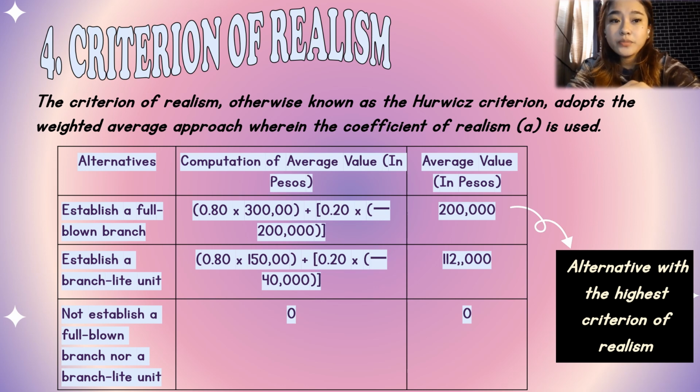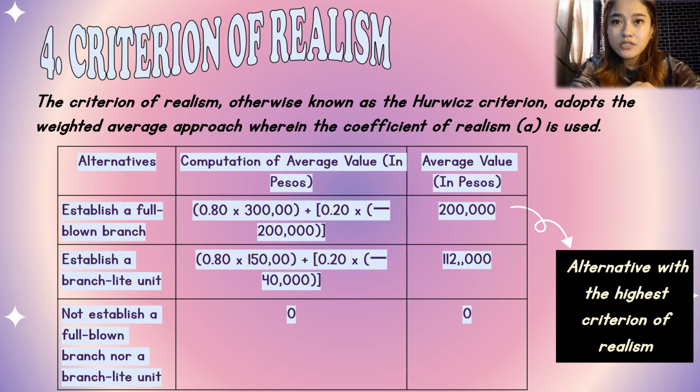If you're feeling very optimistic, you might lean more towards the best case scenario. Number two is pessimism. It is the 1 less alpha. This represents how pessimistic or cautious you are about the worst possible outcome. If you're feeling very pessimistic, you might focus more on avoiding the worst case scenario. Hurwitz's criterion combines these factors to calculate the expected payoff for each decision and helps you choose the decision with the highest expected value, considering both the best and worst case scenarios.